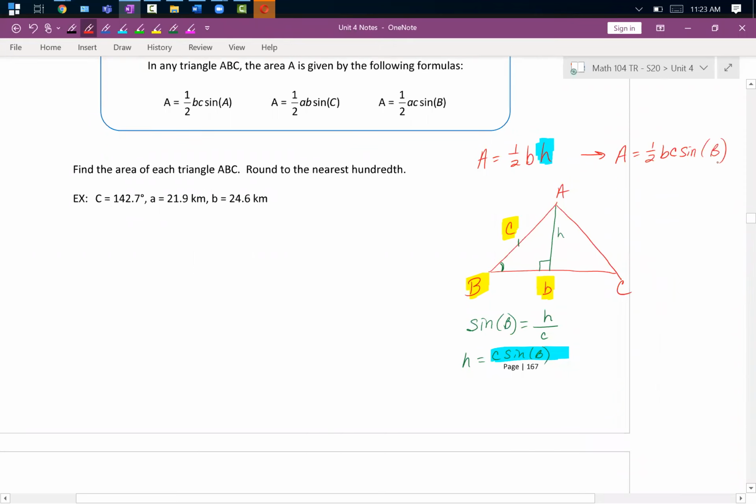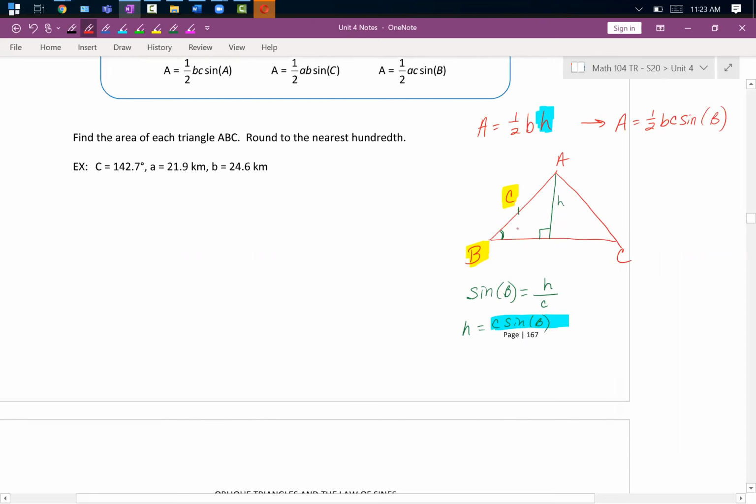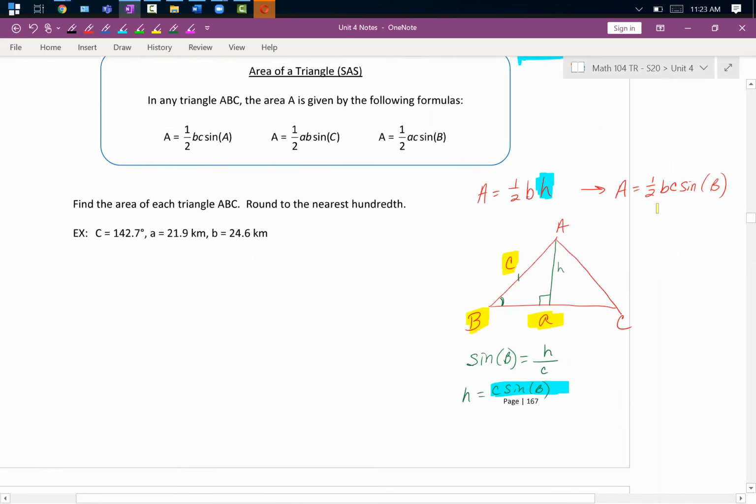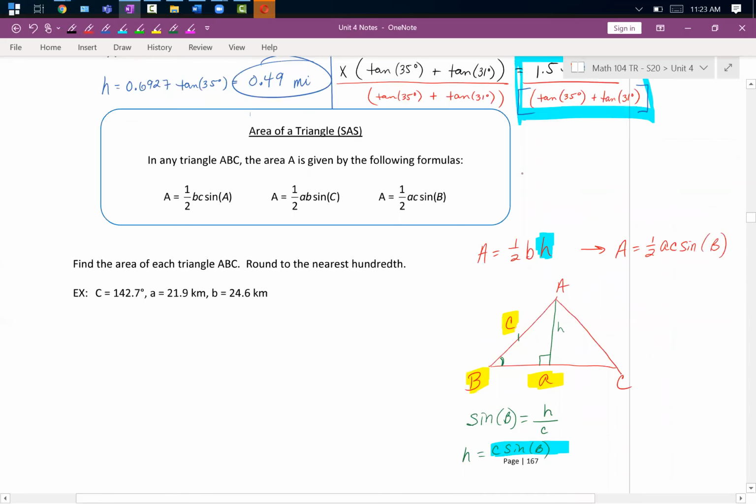And that's our very, oh, I labeled my sides wrong. Silly me. This bottom one's A because it's across from angle A. Sorry. Okay, so our base is A, not C, or not B. Man, that messed up my moment. All right, so there's that formula right there.